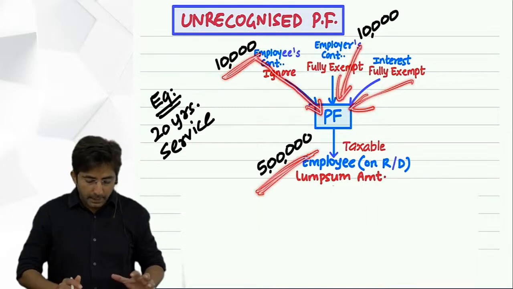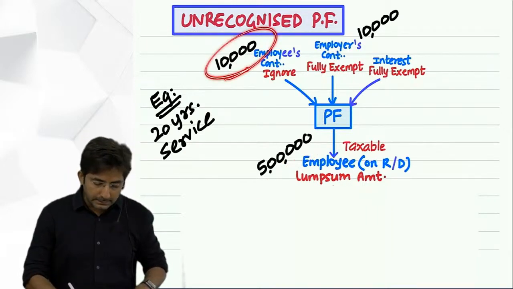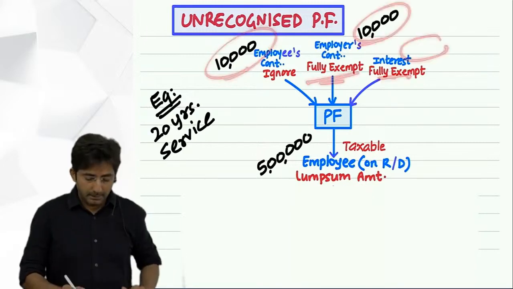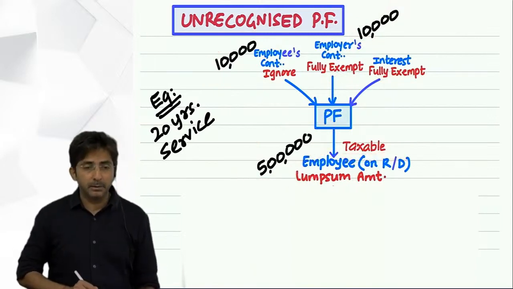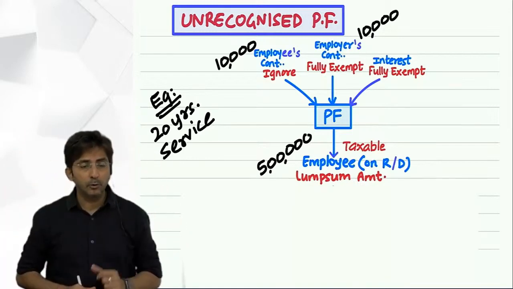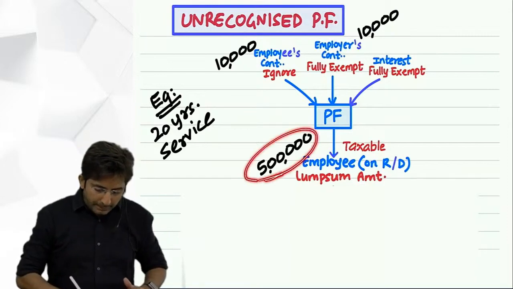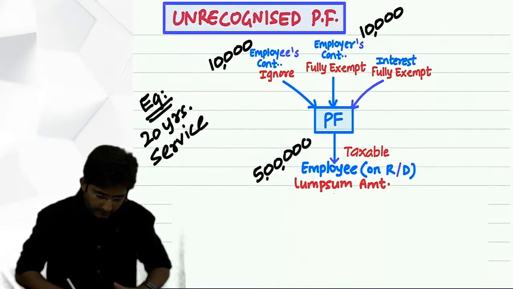Okay. Now this amount we ignore. This amount and this amount will be exempt during the service. But now when the lump sum amount is received, it will be taxable. As I told you, UPF will be taxed, but not during the service. It will be taxed at the time of retirement. But this 5 lakhs you have to divide into 4 parts.